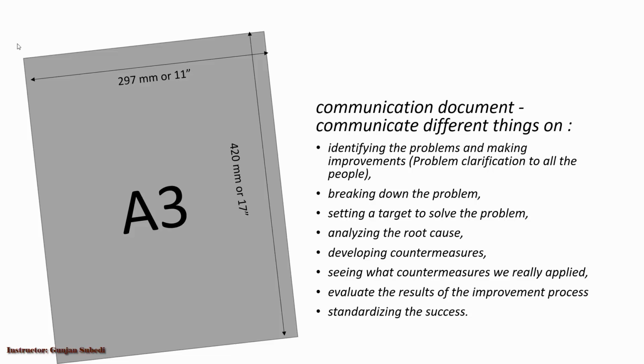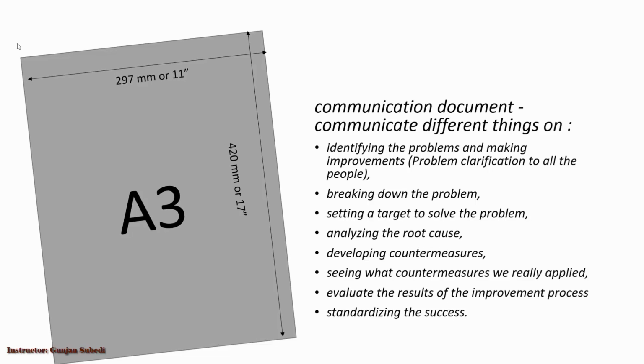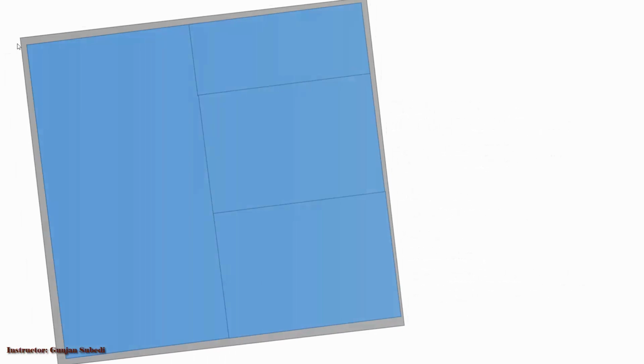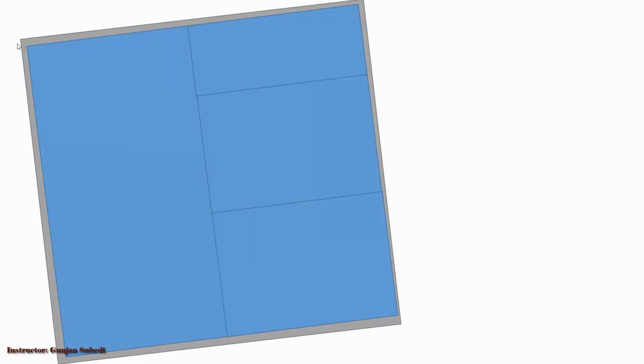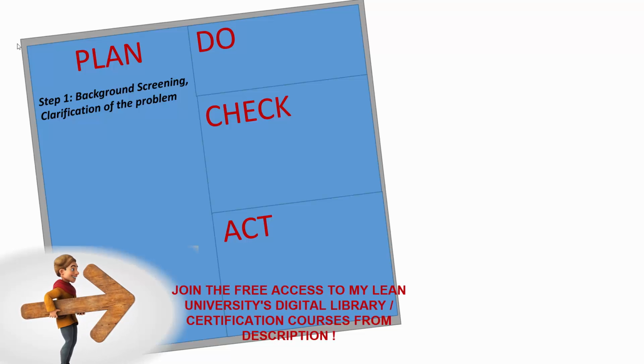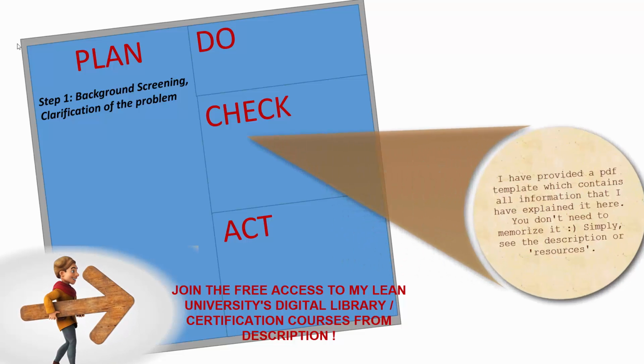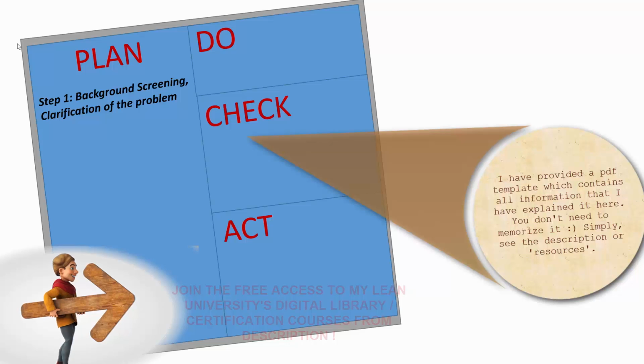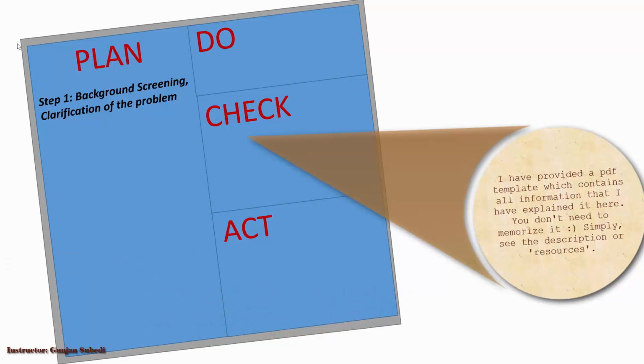Let us see the A3 problem solving approach in a PDCA or Plan, Do, Check, and Act format. So basically the A3 document is divided into different sections: Plan, Do, Check, and Act. The first step in the plan phase is background screening and clarification of the problem. Before starting any project, you must have a clear picture of the problem under discussion. You should feel what the problem actually is so that you save your valuable time and resources that would otherwise be wasted beating around the bush.